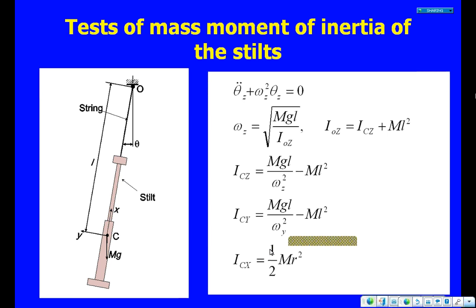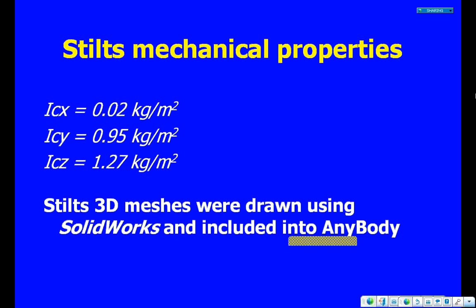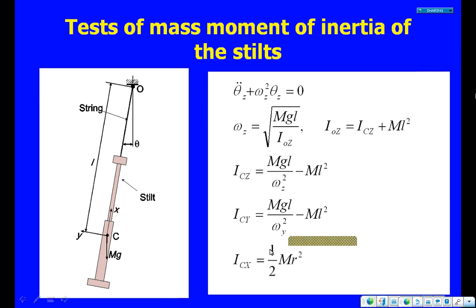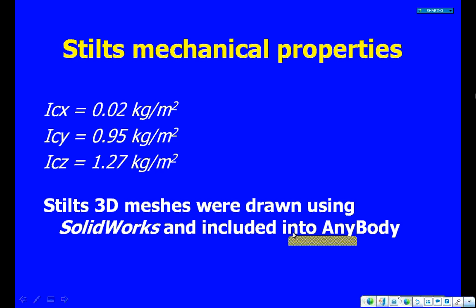So in the test we determined all three mass moments of inertia. You can see ICY and ICZ are predominant on the two axes. ICX is very small, only 1% of these. For the 3D meshes, we draw them using SolidWorks, or it is also possible to scan it directly using a scanning machine, then produce an STL file. This file can be included in the AnyBody system.